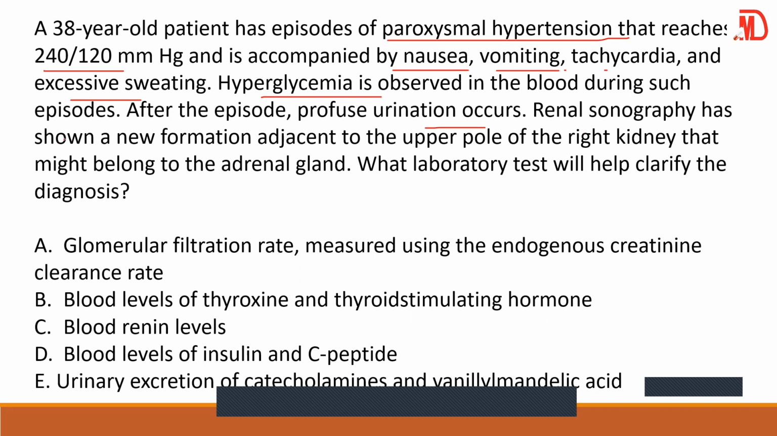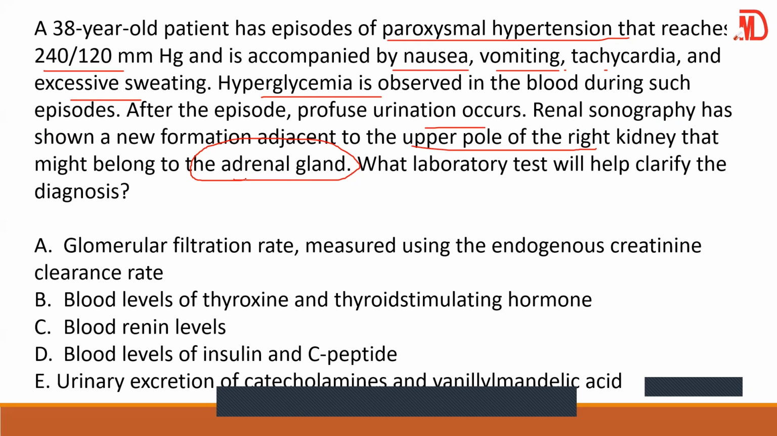Renal sonography has shown a new formation adjacent to the upper pole of the right kidney. So you see, adjacent to the upper pole of the right kidney, there is a new formation over there. They said it might belong to the adrenal gland. So your guess is right. The adrenal gland could be in danger.